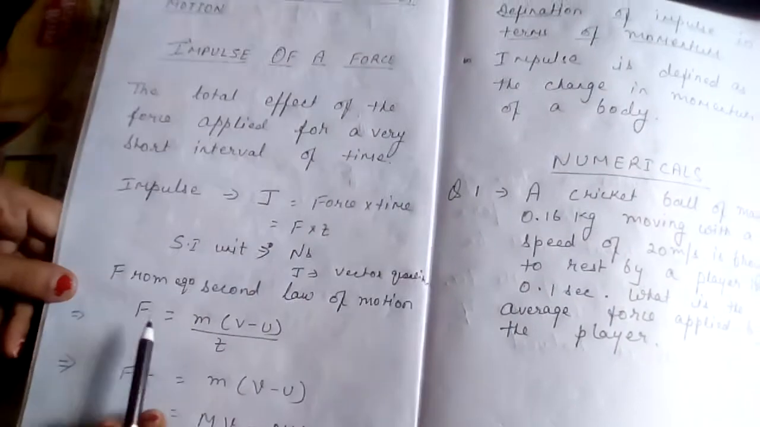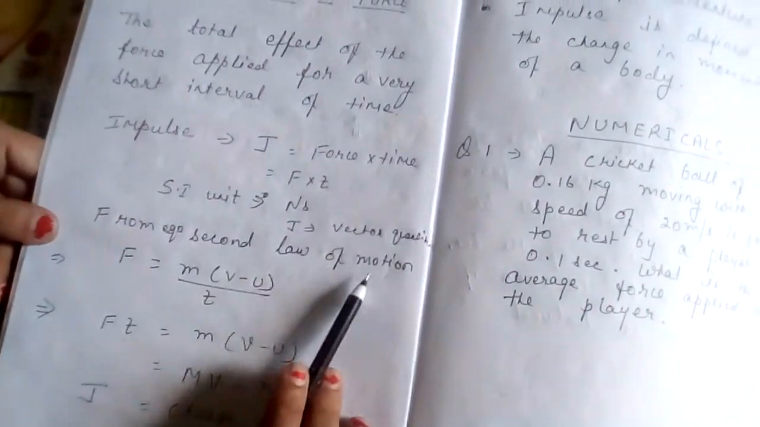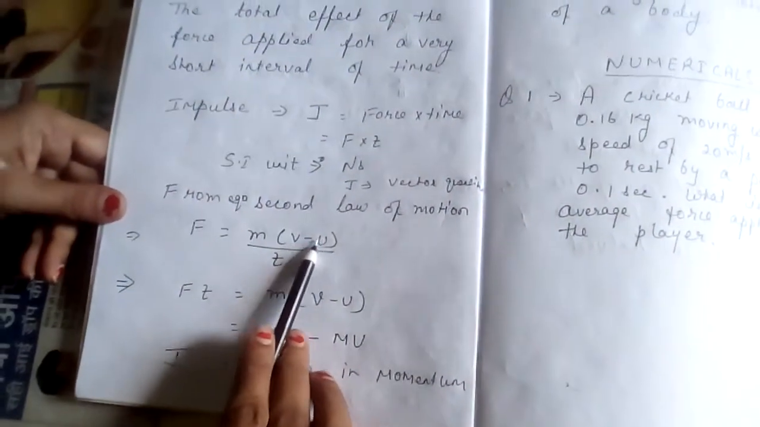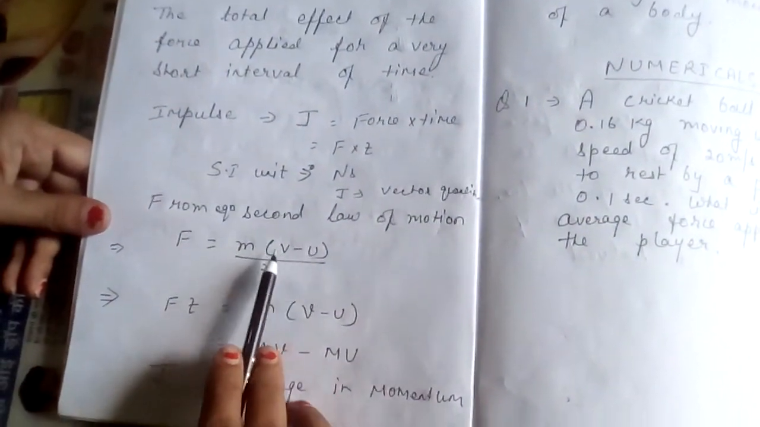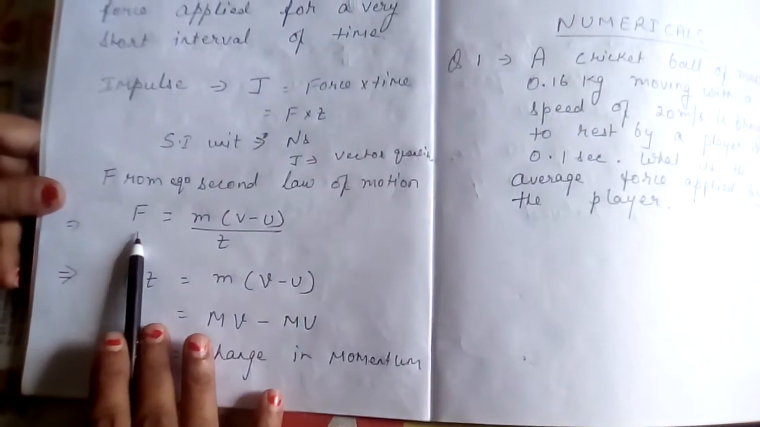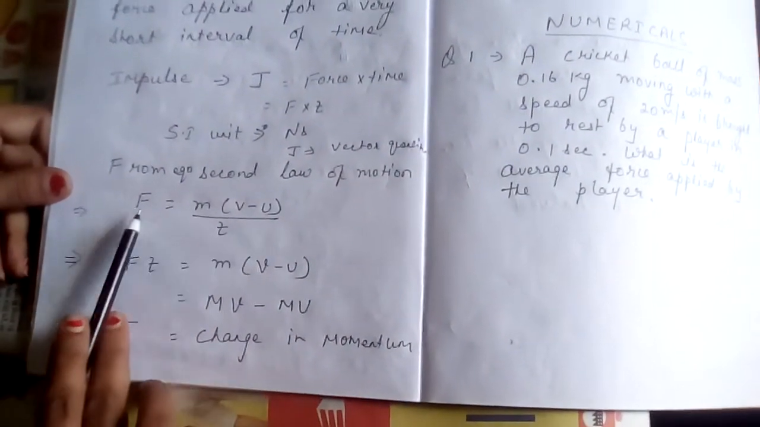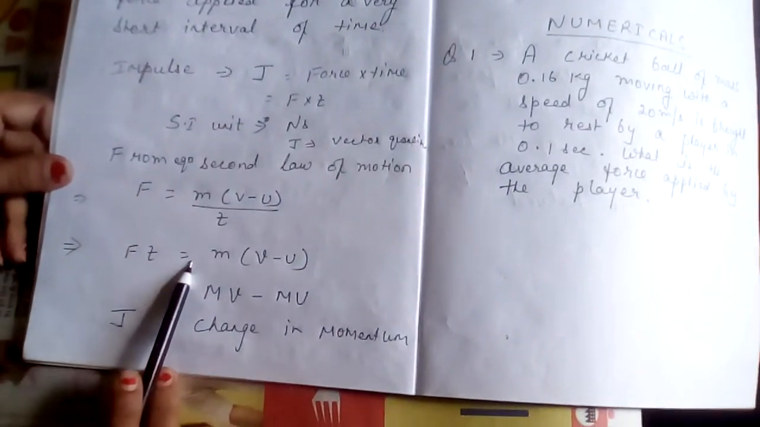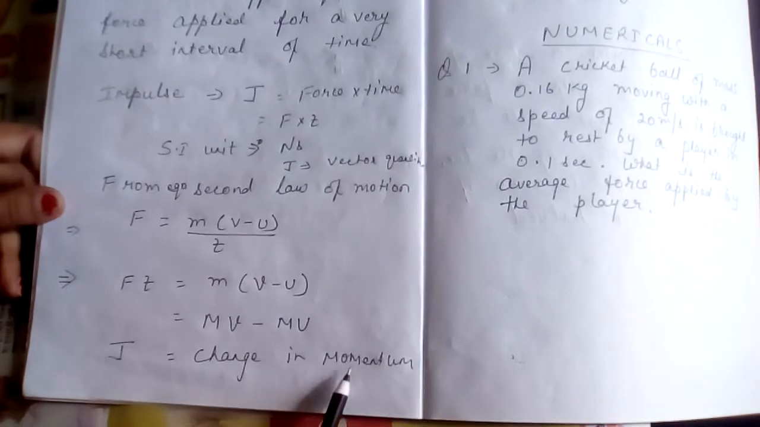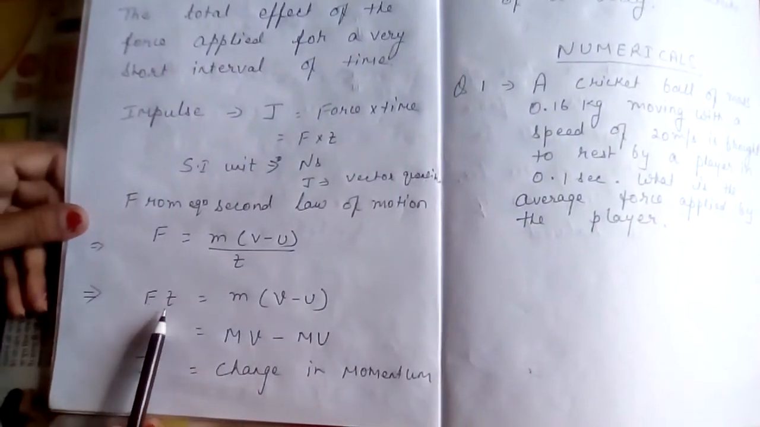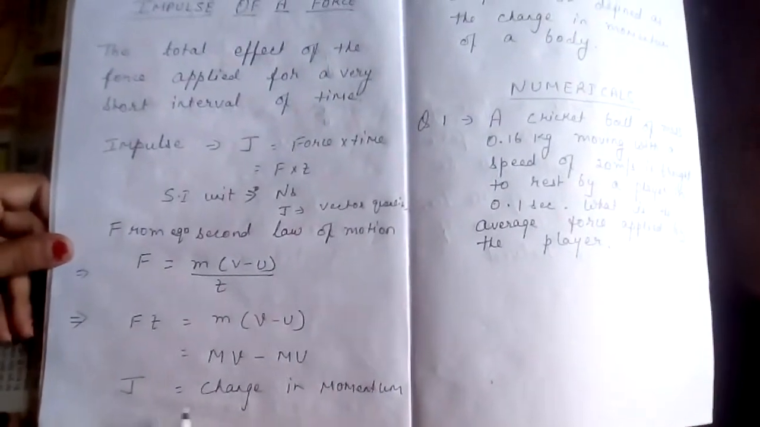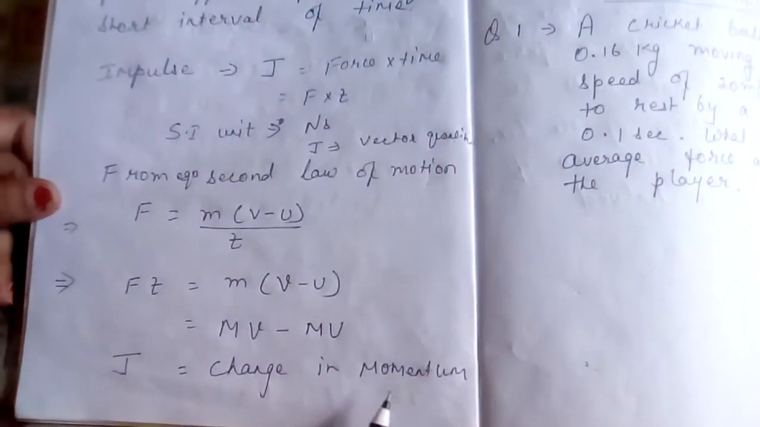Now students, from the second law of motion, we know that F is equal to m(v minus u) by t. The meaning of v, u, t, m, F you already know. So cross multiplied, F into t is equal to m(v minus u), that is the change in momentum. So F into t is impulse, and impulse is equal to change in momentum.